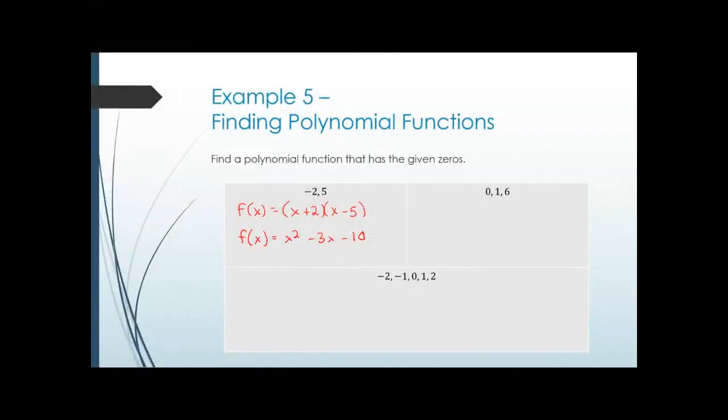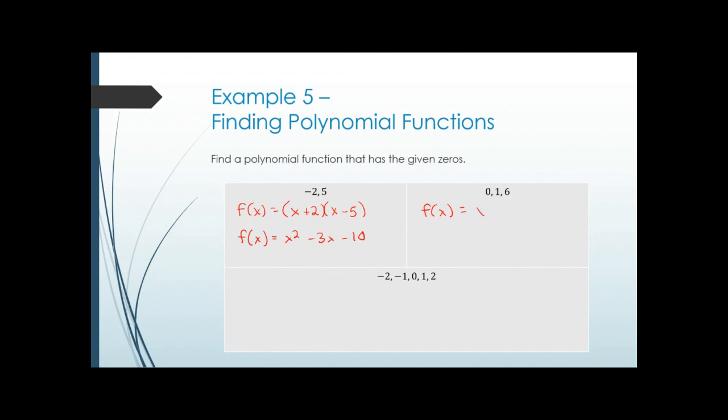Sounds pretty easy to me. It is. The easiest part of the homework assignment, I would think. It is, because once you have the zeros, the hardest part is just the multiplying.